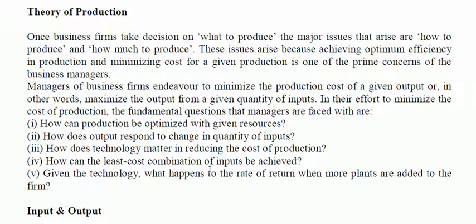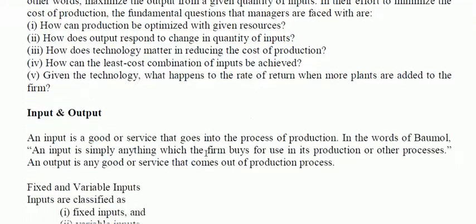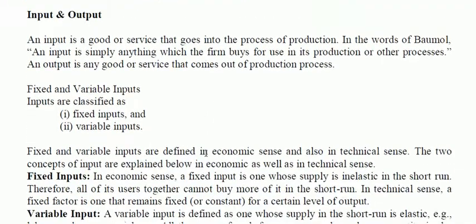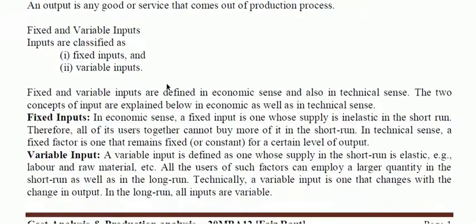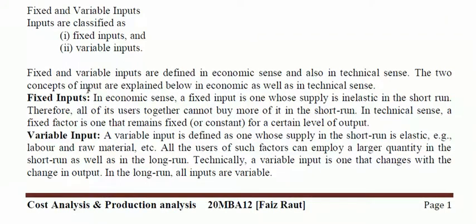There are some theories which we'll be discussing related to that. Input and output: there are some fixed inputs and some variable inputs. Fixed inputs remain fixed in the short run, and the variable inputs keep on changing as and when we change a small factor. For example, labor and raw material keep on changing, whereas fixed inputs like land or machinery will not keep on changing. At least they'll remain constant for a short period of time, so they are considered fixed inputs.